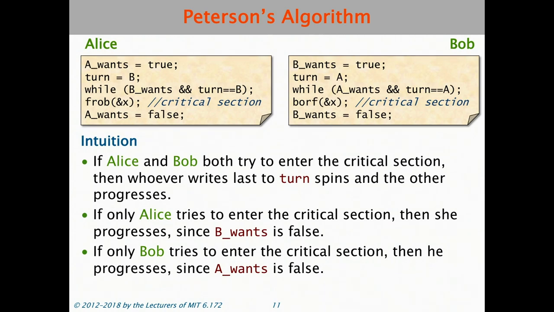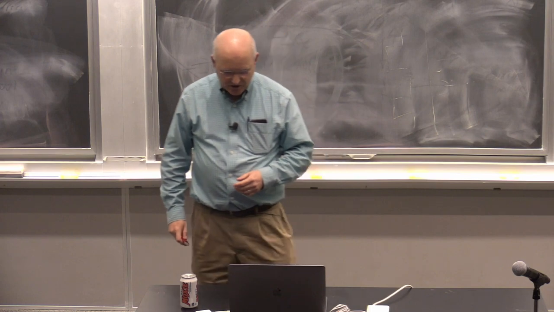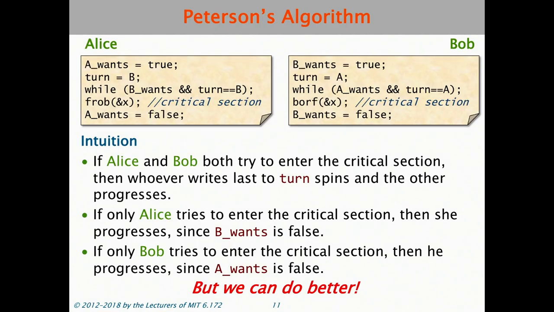So the intuition is that only one of them is going to get in there because you need the other one either to say they want to go in, or else their value for wants is going to be false, and you're going to go through anyway. But this is not a good argument, because this is hand waving. We're at MIT, so we can do proofs, and this proof isn't so hard, but I want to show it to you because it may be different from other kinds of proofs that you've seen.